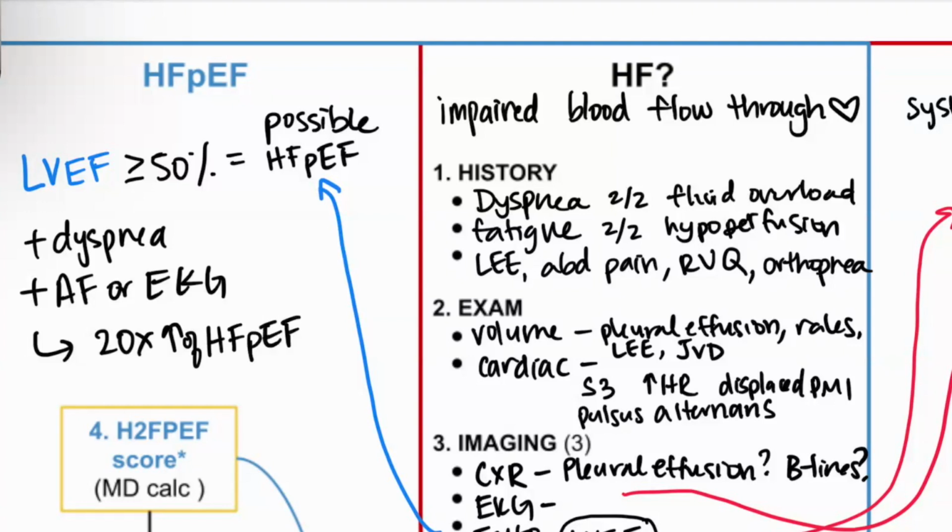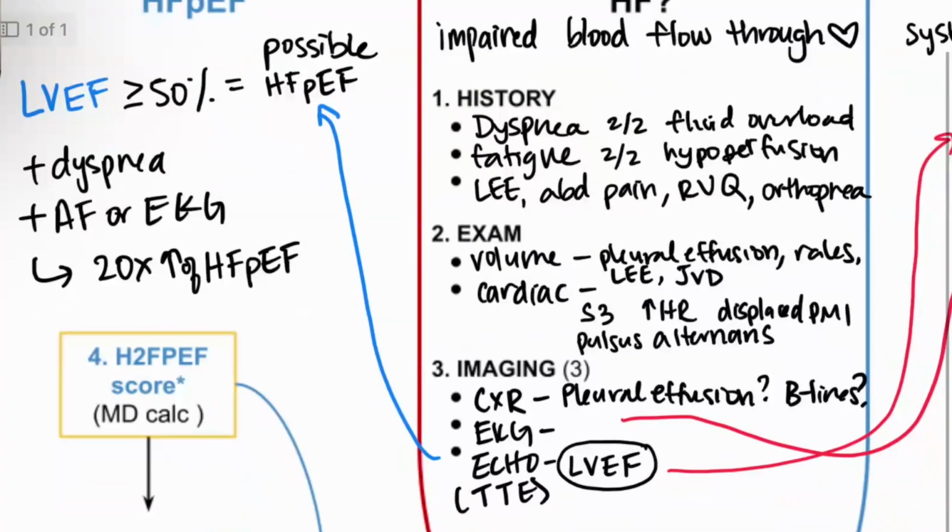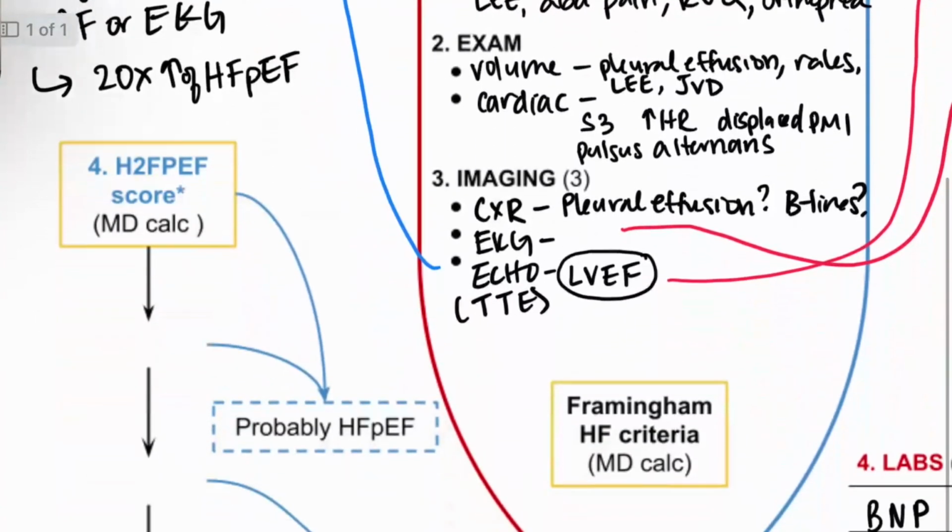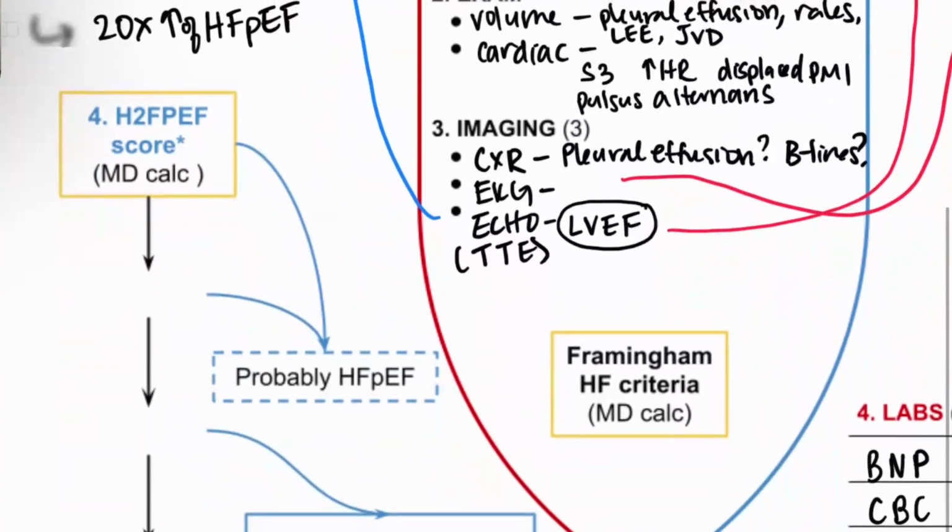But even this doesn't make us certain that there's HFpEF, so we'll use a second calculator, the H2FPEF score on MDCalc as well, to help us determine whether this patient's likely to have HFpEF. If their score is greater than 6, then we just say that they probably have HFpEF and stop the workup from there. Things get tricky when it's less than or equal to 6. Then we have to go on and get another test.